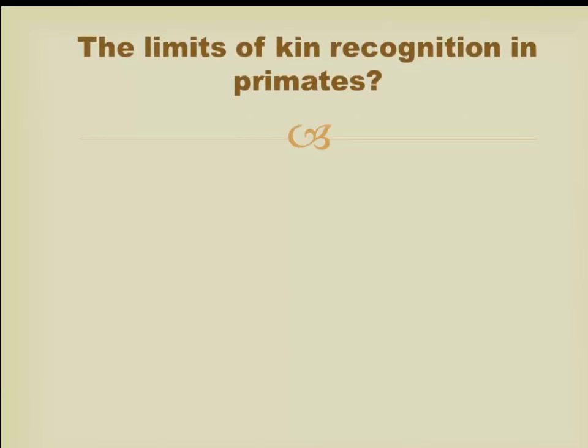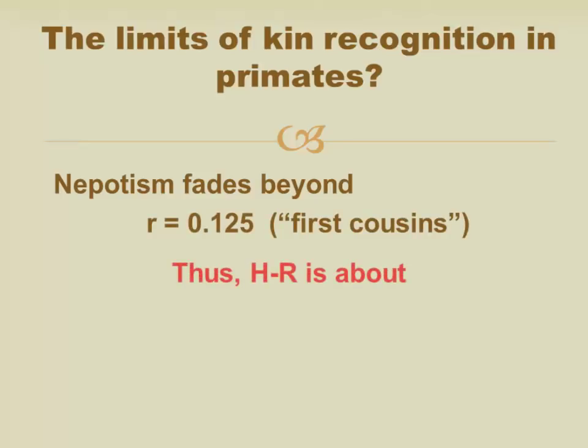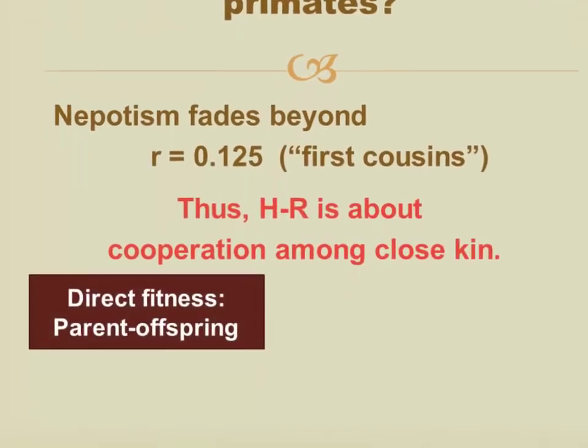So what do we see in terms of the studies by primatologists of kin recognition in primates? And what they've mostly found is that nepotistic behavior that favors relatives seems to fade beyond that first cousin level. So we can call that the limit of kin recognition in primates. Humans do a little better than that. We're a little better at sorting out our distant kin. But we can conclude that Hamilton's rule is mostly about cooperation among close kin.